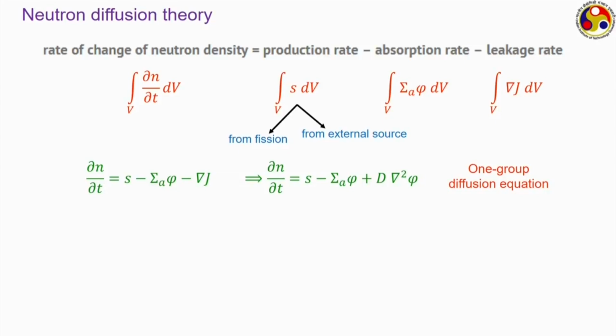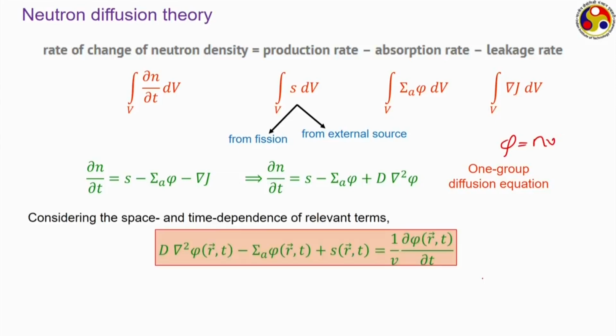Also, we know that the flux phi is equal to n into v, where v is just the speed. So, considering the space and time dependence of relevant terms and using this relation of phi and n, we can express this one group diffusion equation completely in terms of phi, which is D into the Laplacian of phi minus sigma a into phi plus S is equal to 1 upon v into ∂phi/∂t.